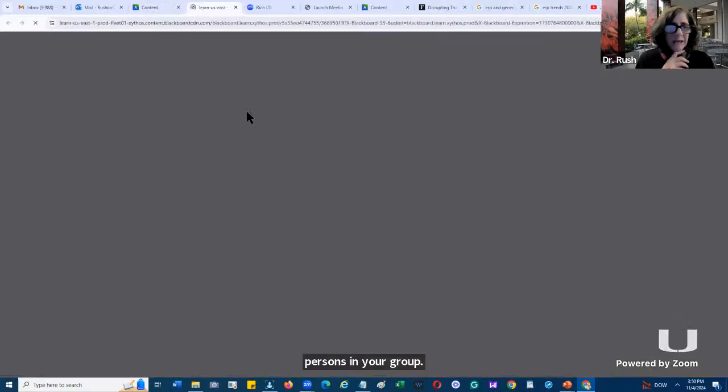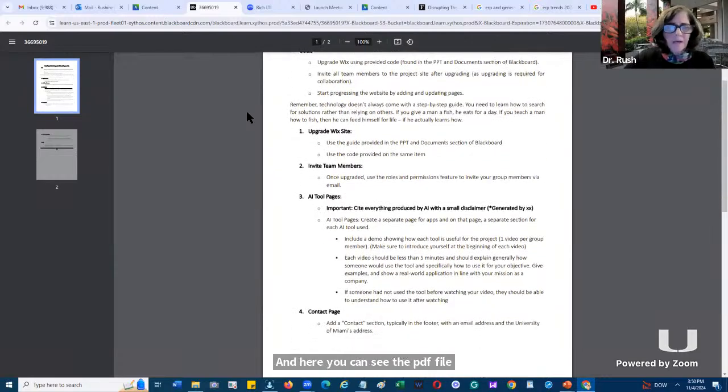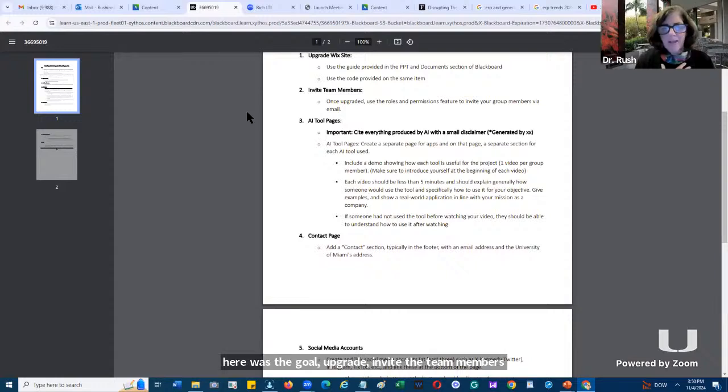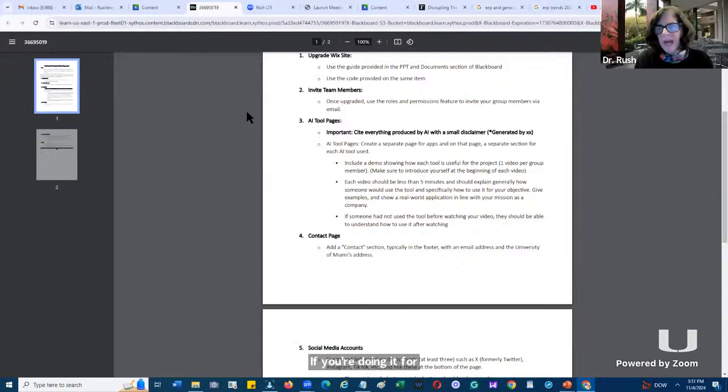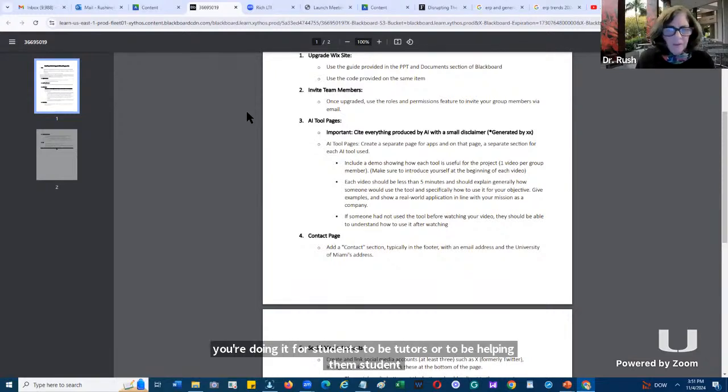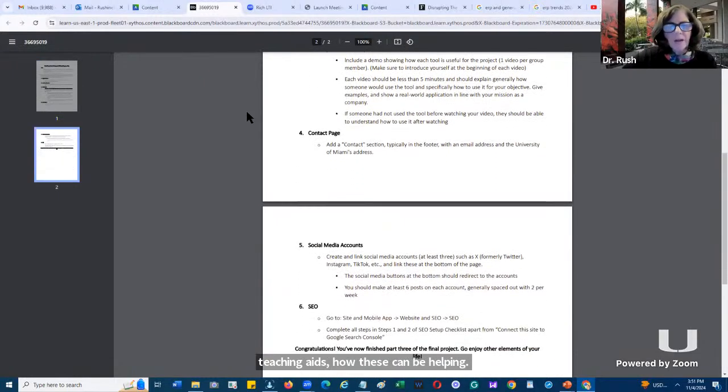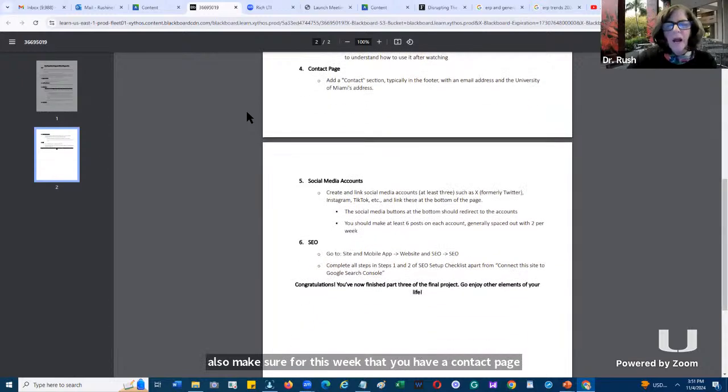And here you can see the PDF file, where here was the goal: upgrade, invite the team members, have AI tool pages. And then this is a case where you need to not only evaluate the tools, but see how it fits into your project. Meaning, if there are tools that you want to review, for instance, if you're doing real estate investors, how this could help real estate investors. If you're doing it for marketing, how does this help marketers? If you're doing it for students to be tutors, or to be helping them as student teaching aids, how these can be helping. You'll also make sure for this week that you have a contact page of how they can get in touch with you, and you should set up at least 3 social media accounts.